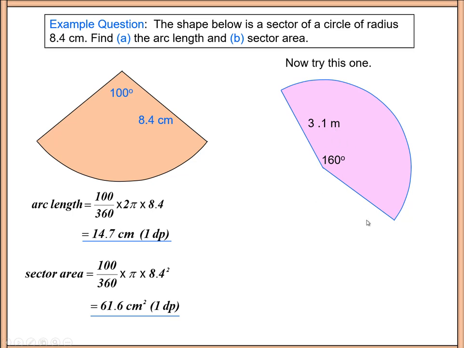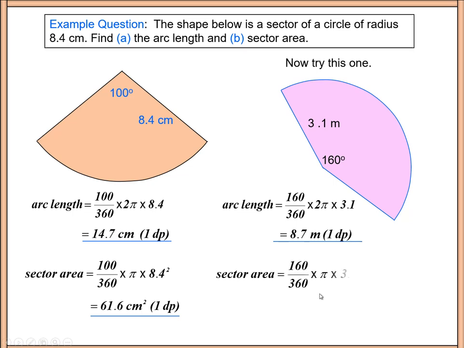Right, you should have the arc length is 160 divided by 360 times 2 times pi times 3.1, which should give you 8.7, and the sector area, 160 over 360 times pi times the radius squared, 13.4. Good.